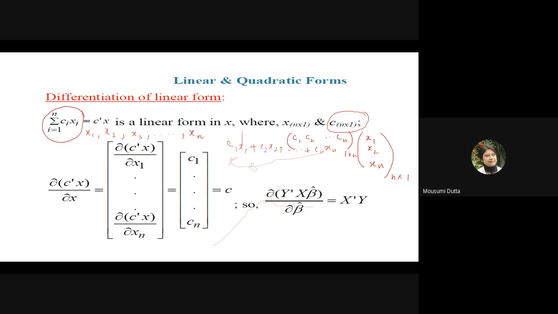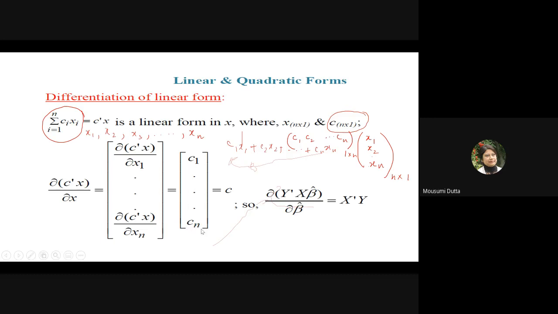I have to change the slide, otherwise the mouse will give me this kind of problem. So when I'm taking the derivative with respect to x1, it will give me c1 back. When I take the derivative with respect to x2, I'll get c2 back. Finally, when I take the derivative with respect to xn, I'll get cn back.